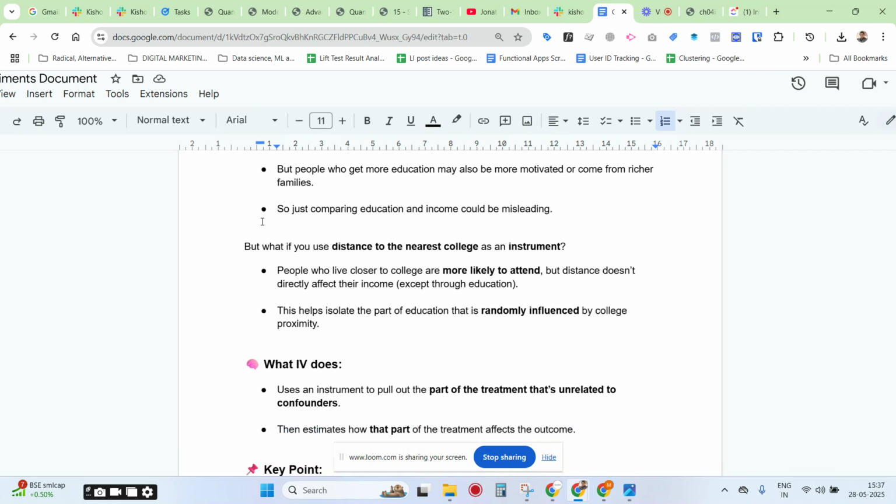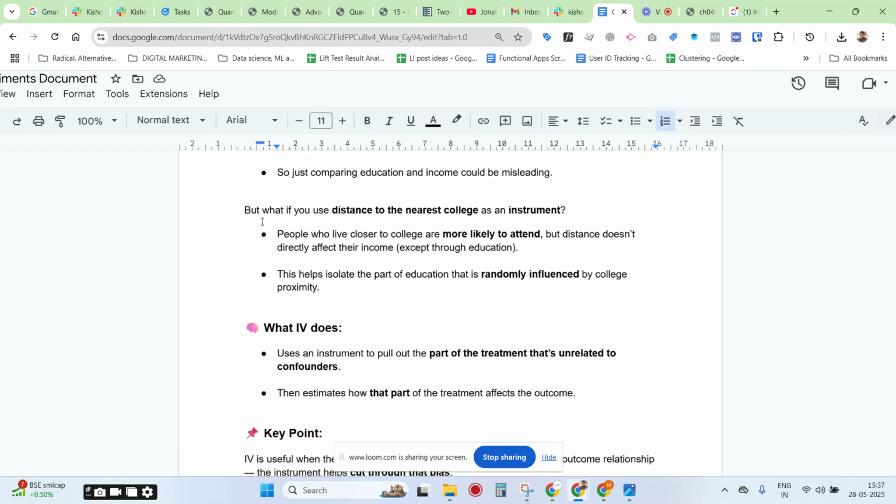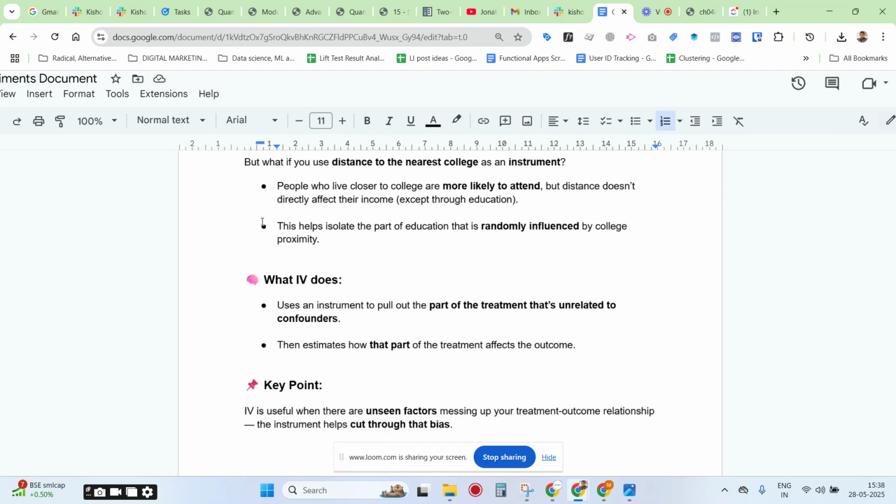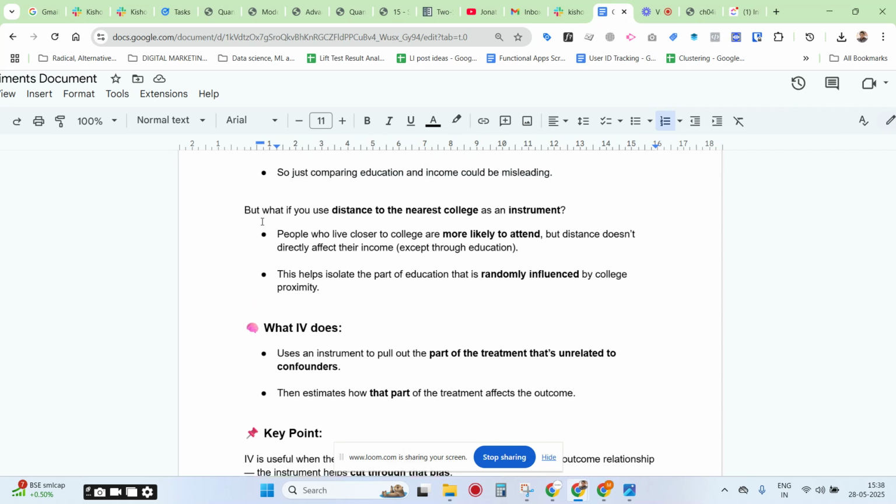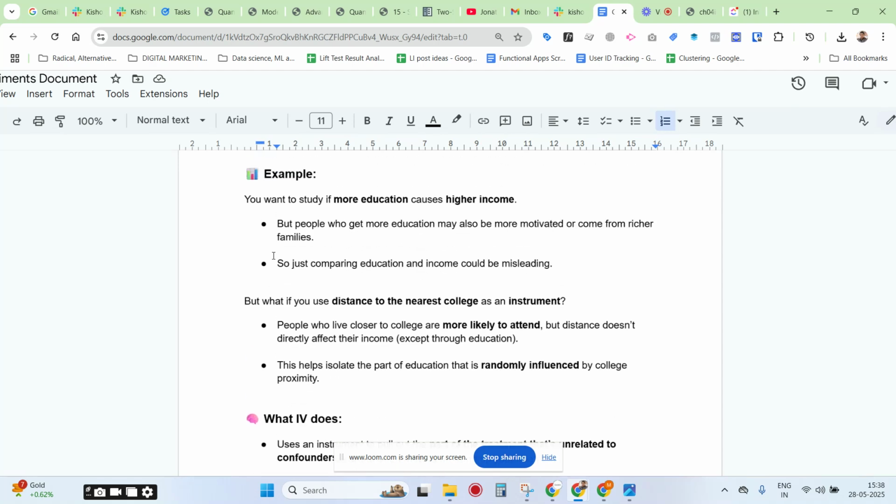But what if you use distance to the nearest college as an instrument? People who live closer to the college are more likely to attend, but distance doesn't directly affect their income. Okay. So this helps isolate the part of the education that's randomly influenced by college proximity. So you're only going to focus on those people who live very close to the college, and essentially it uses an instrument to pull out part of the treatment that's unrelated to the confounder. Because the people are more likely to attend, and the fact that they have high proximity to their place of education has no effect on their income really, right? At least so goes the understanding.